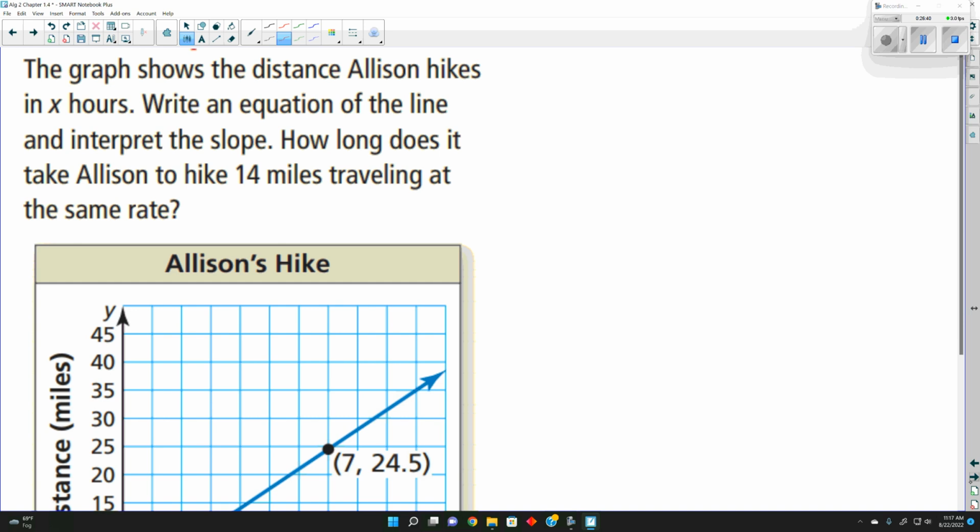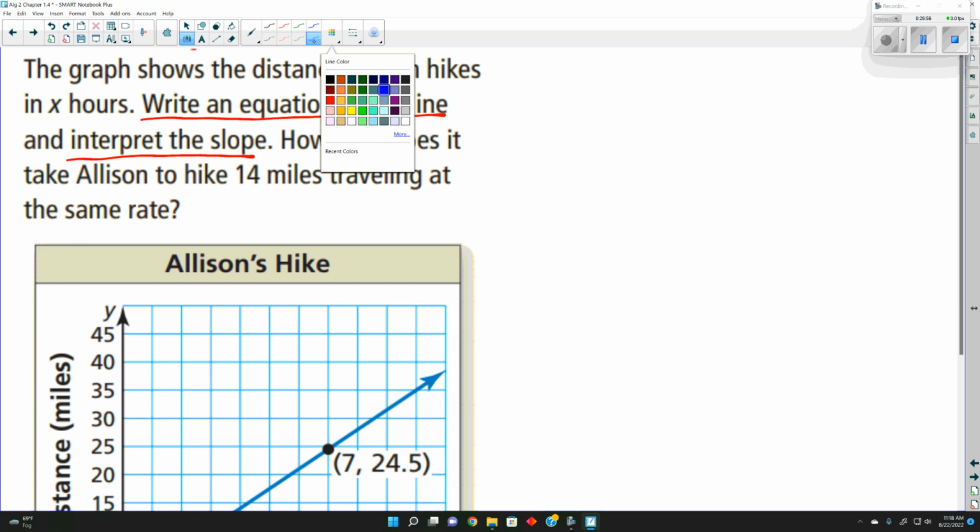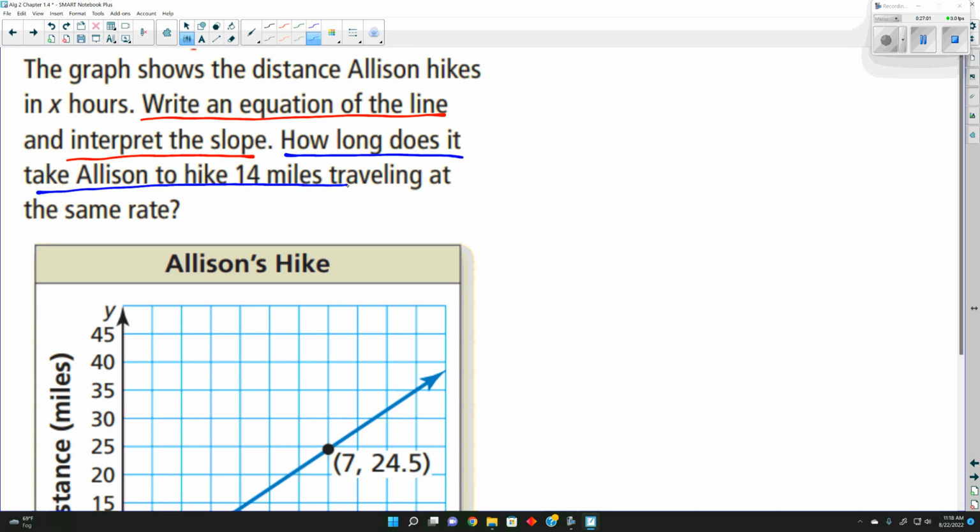So for this one here, the graph shows the distance Allison hikes in x hours. Write an equation of the line. So the first thing we need to do is write the equation of a line. We need to interpret the slope, and then we need to see how long it takes Allison to hike 14 miles traveling at the same rate. So there are 3 parts to this answer. We need to interpret the slope, find the equation of the line, and determine how long it takes her to travel 14 miles.